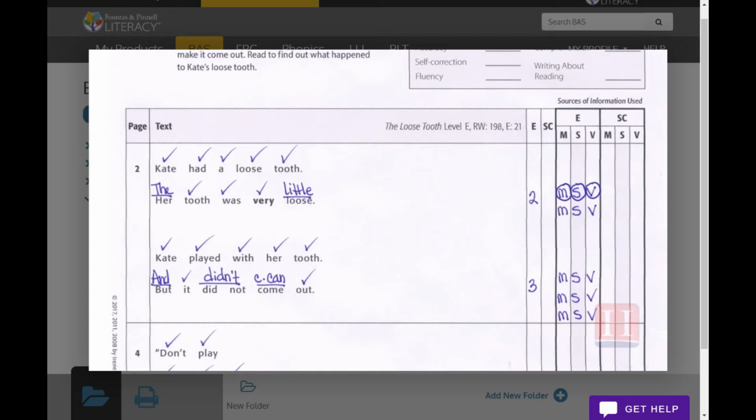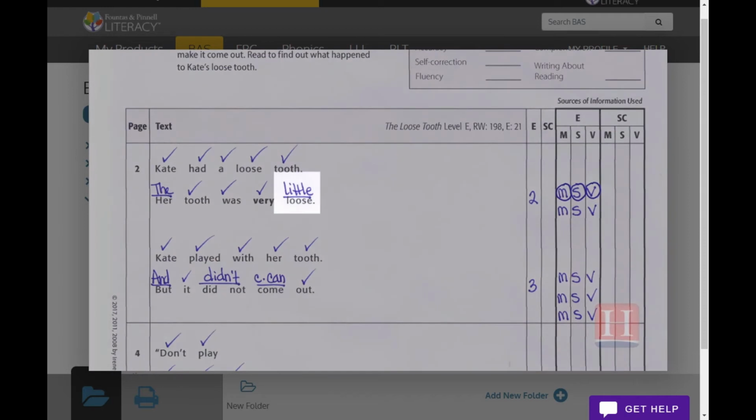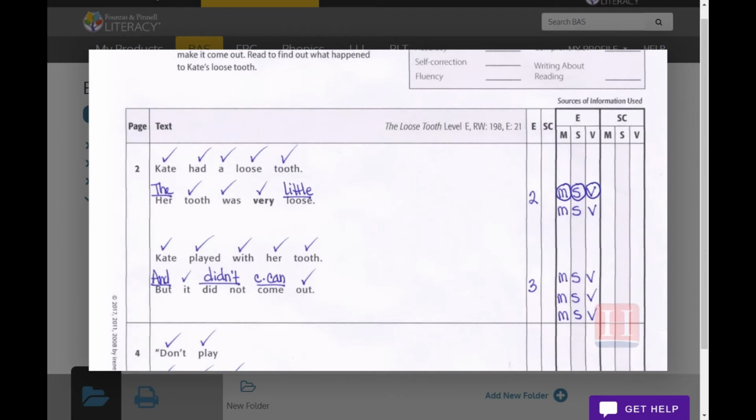On the same line, he again makes the substitution little for loose. Reread up through the error. Her tooth was very little. Would that error make sense in the story? Yes. Syntactically, could we use little for loose in the sentence? Yes. Are there visual similarities between the two words? Yes. So for this error, circle the M, S, and V because the reader again used all three sources of information.